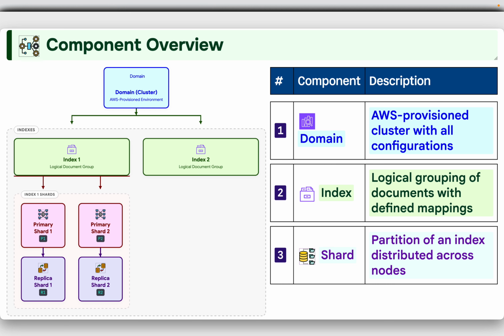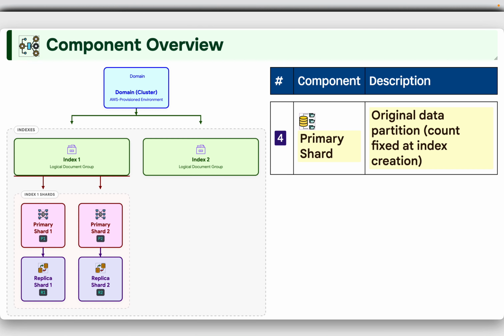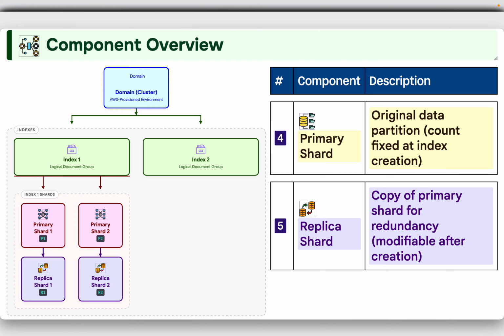Then we have a shard. This is a partition of an index distributed across nodes. Sharding enables horizontal scaling of your data. Primary shard. This is the original data partition. The count is fixed at index creation and cannot be changed later. Next is the replica shard. This is a copy of the primary shard for redundancy. The replica count is modifiable after creation.